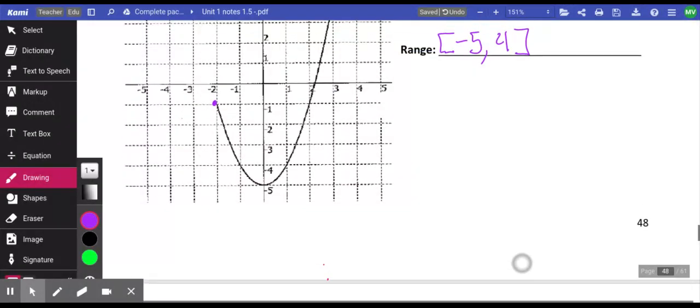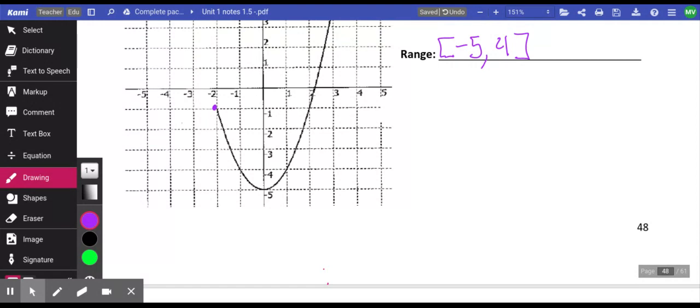And that's it for interval notation. We will continue using that throughout the rest of the chapter and the rest of the year.